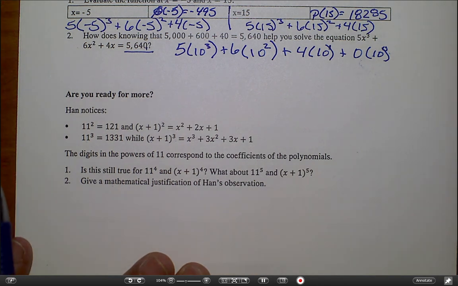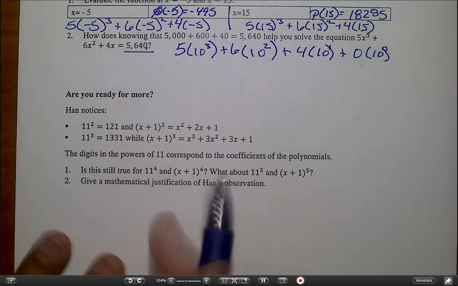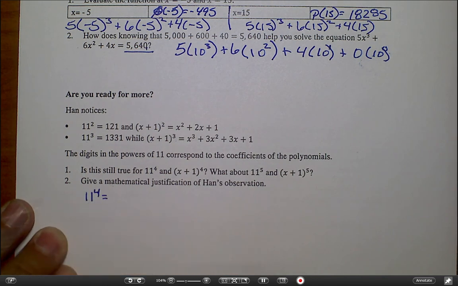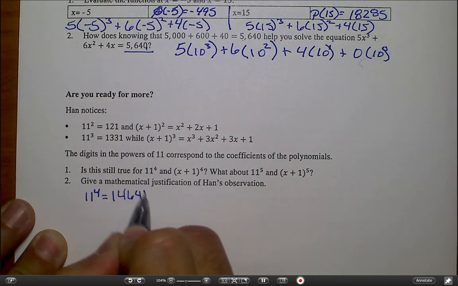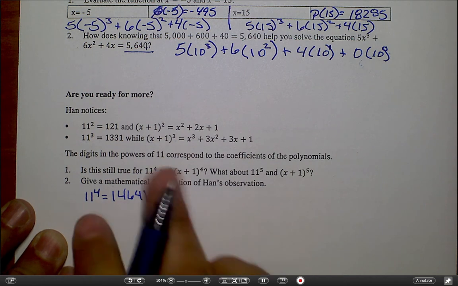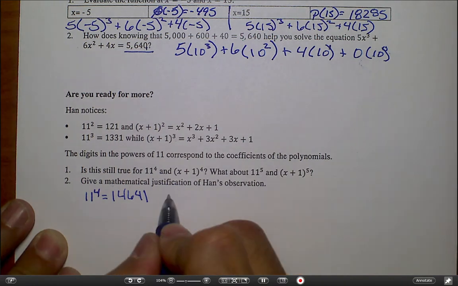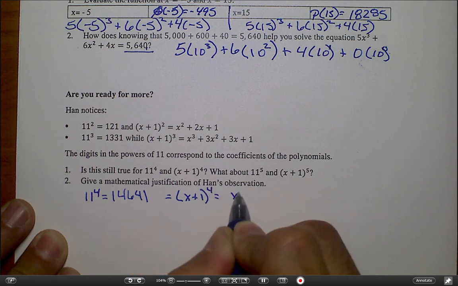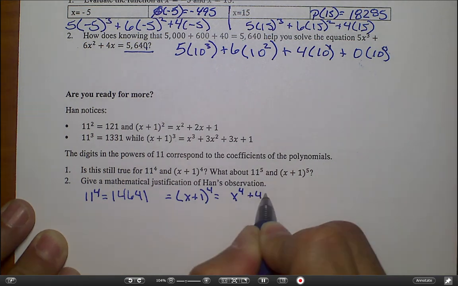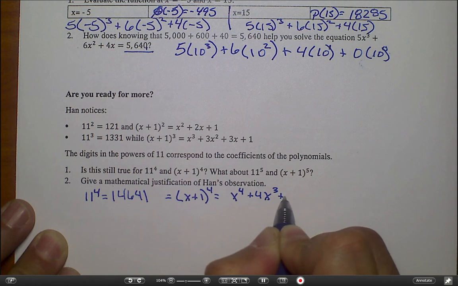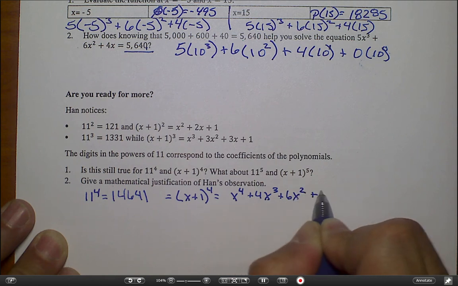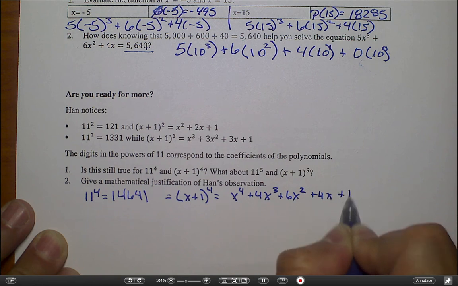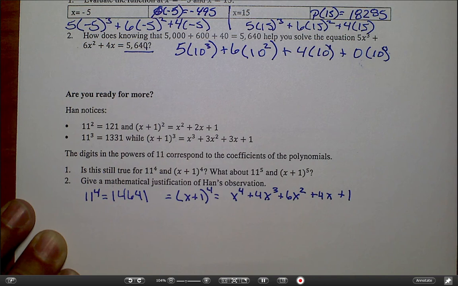Okay. So is it still true for 11 to the 4th? You got a calculator, right? What is 11 to the 4th? 42,641. Okay, so now if I expanded that, we're saying it's supposed to come out to x plus 1 to the 4th, which should give me x to the 4th plus 4x cubed plus 6x squared plus 4x to the first plus 1. It's supposed to be that.